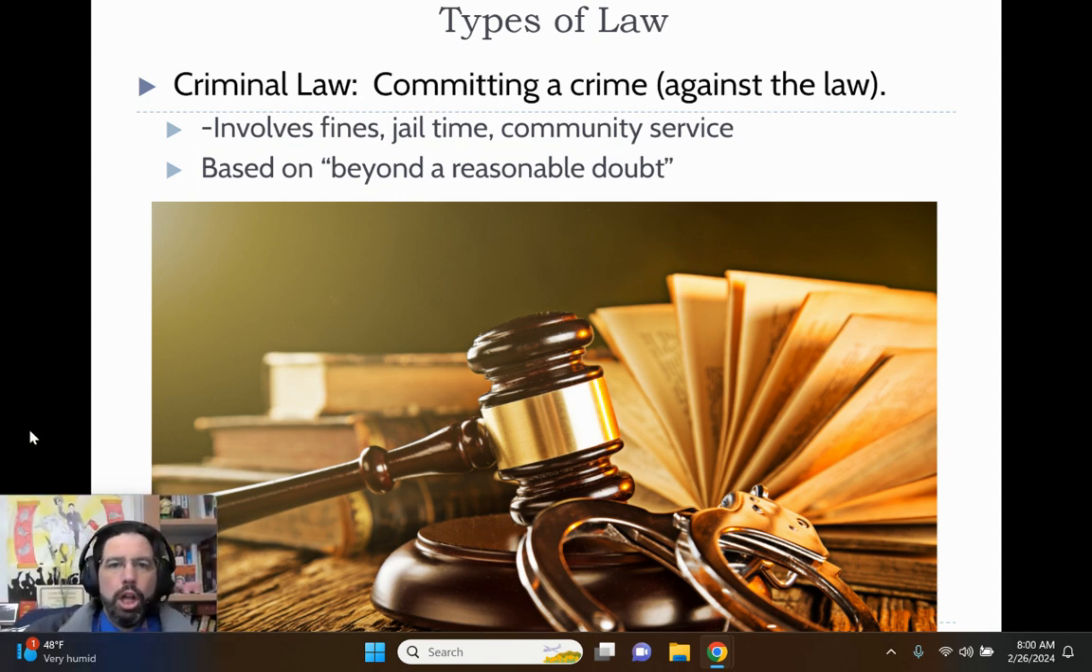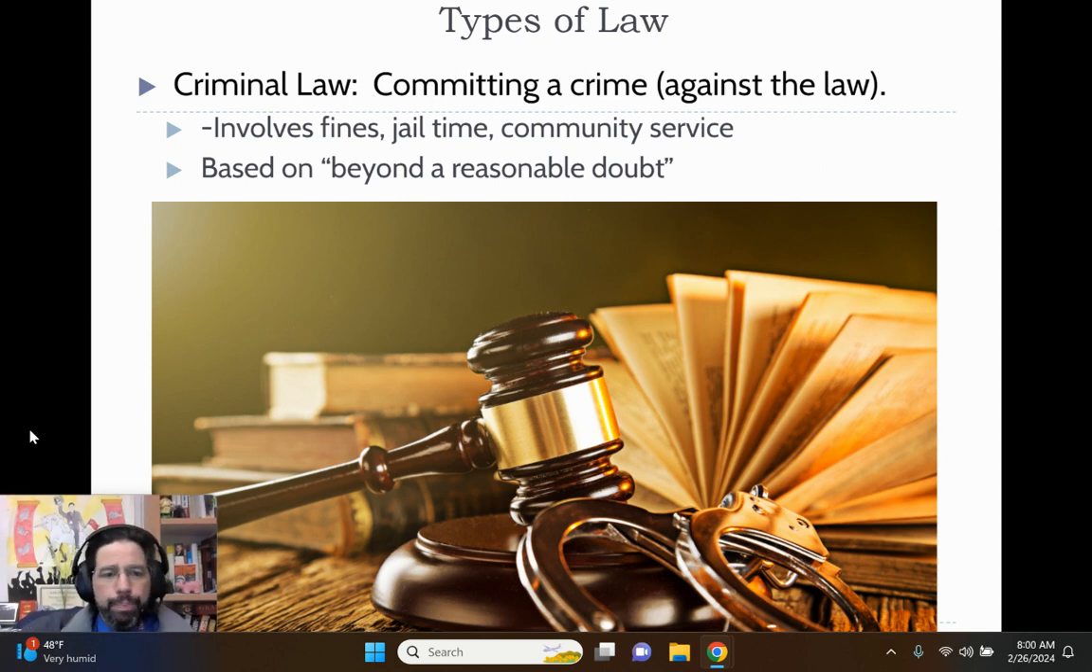Number one is criminal law. This is when you commit a crime, like it's written down that something is against the law and you've broken it. Now, this usually involves fines or jail time or community service. But when you go to trial for a criminal case and you're in front of a jury, you are found guilty based on what's called beyond a reasonable doubt. It can't be just like, I think you're guilty of breaking the law. No, when you go in front of a jury, you must have guilt that is beyond a reasonable doubt.